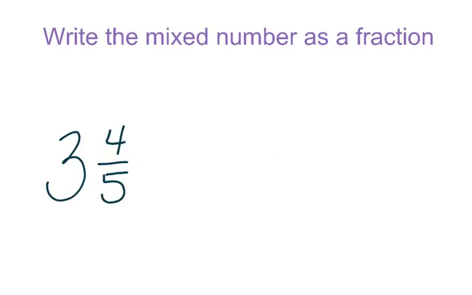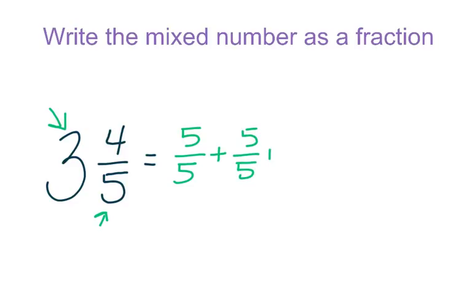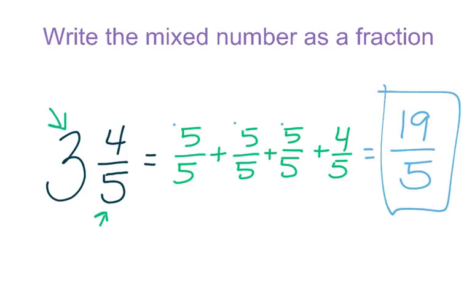Let's look at our next problem. We're going to write this mixed number as a fraction greater than 1. Go ahead and do that using either of the 2 options. For this problem, I'm going to pull out my wholes. So 1 whole would be equivalent to 5/5 because my denominator is 5. And my whole numbers say I have 3 of them, so I need 3 5/5. And then I'm going to add my 4/5. And when I do that, I have 5, 10, 15 plus 4 more gives me 19/5. And that would be my answer, 19/5.